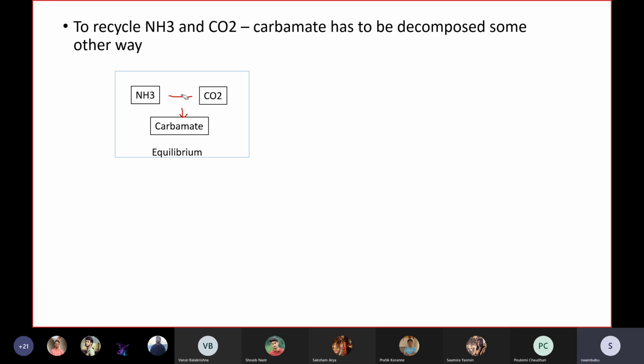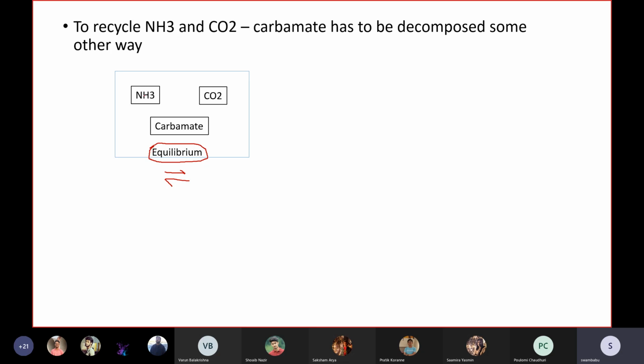Now let's take a simple phenomenon here. Suppose we have ammonia, we have CO2, and we have carbamate, and we know this is a reversible reaction. Reversible reaction means at any instance all three components will form, and there is a high possibility, or it always happens, that chemical reaction equilibrium is reached.